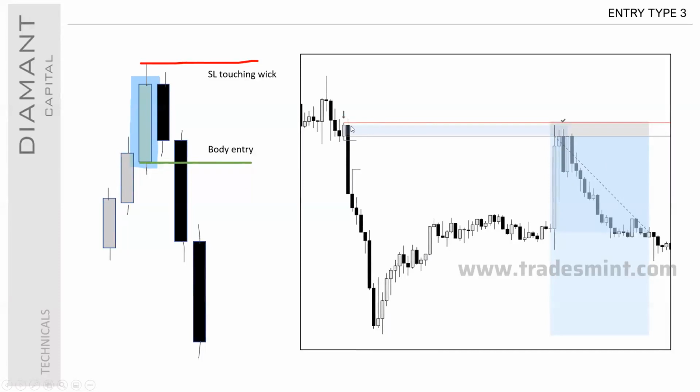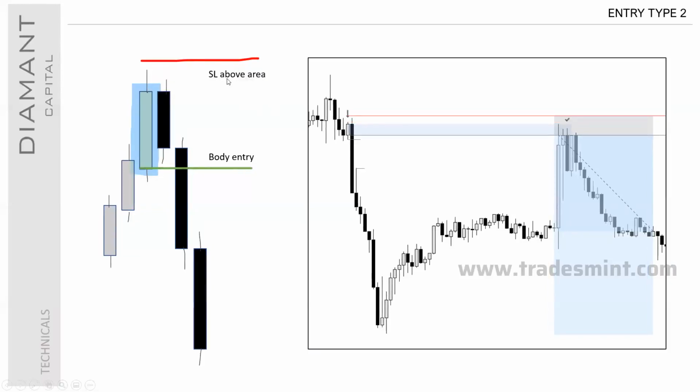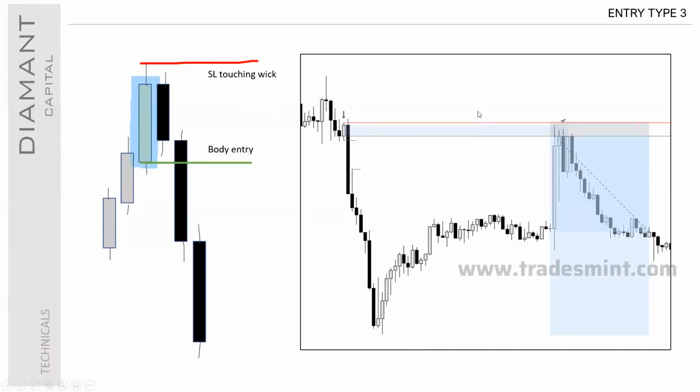Now, this is a bit more risky. But it's up to you. How risk averse are you? Personally, I would go for a stop loss above the area. Especially if you're on funded accounts, you're trading other people's money, or even your own money, and it's a large amount of capital. Why would you want to add that extra risk? Maybe just for an extra percentage that you can gain on the trade.